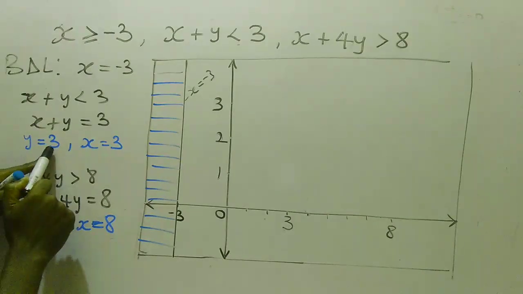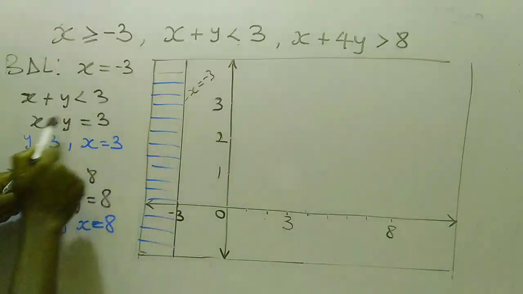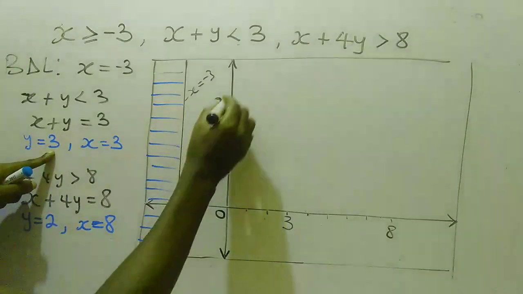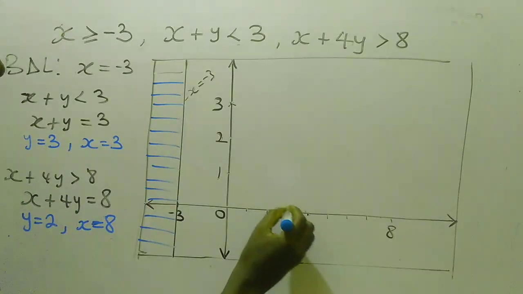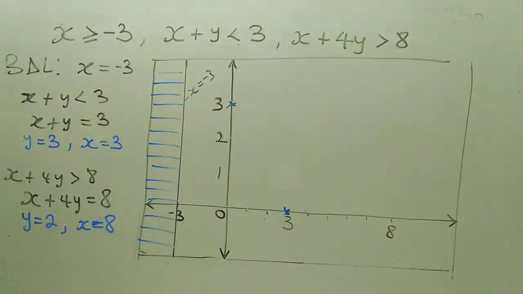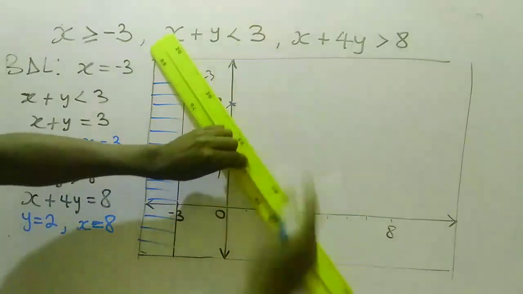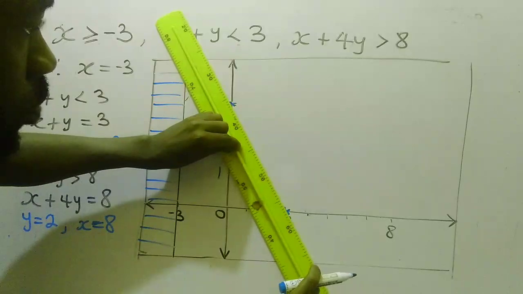To do that, we are going to use these 2 points, these intercepts, to know where this line passes through. At y equal to 3, that's this point. At x equal to 3, that's this point. So our line will pass through these 2 points. Let's join it. Now let's check the inequality. This is less than, so we're going to use the broken line to pass through these 2 points.